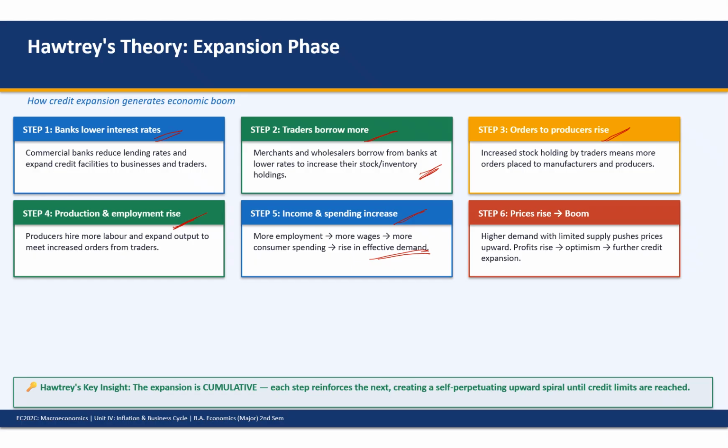business community. The important point is that the process is cumulative. Each step strengthens the next one, so the economy keeps moving upward until the credit limit, shortages, or other pressures begin to slow the boom. So, if I had to explain the whole thing in one line: cheap credit leads to more borrowing, more stock, more orders, more production, more employment, more income, and finally more prices. And boom.